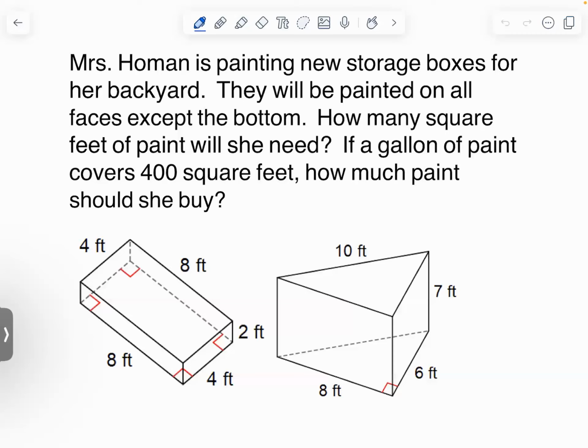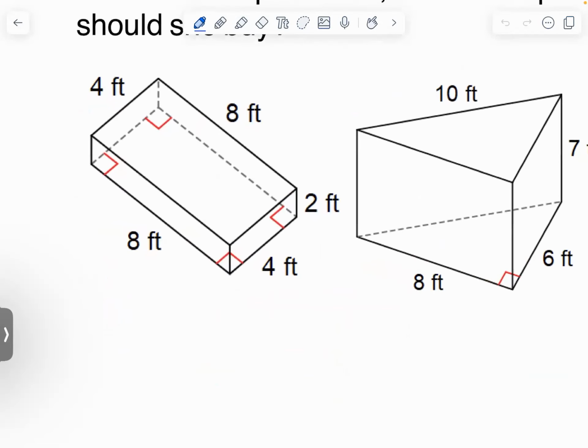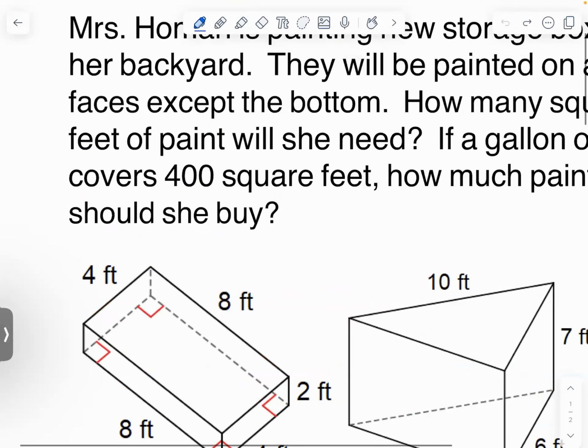What are you getting for the amount of square feet for the rectangular prism? 112. Because you don't cut the bottom. Why? It says not to count the bottom, except the bottom. Where does it say?